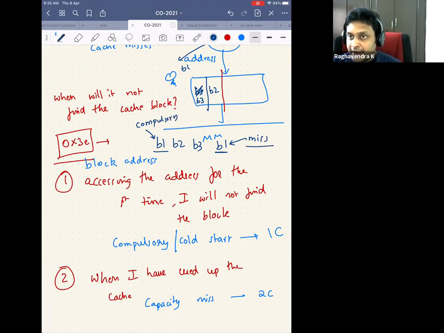Why? Because if I had considered a fully associative cache, what would I have done? Let's say there was no demarcation like this. Then I would have kept B1 here, B2 here, B3 here, which means that if the CPU had generated B1, it would have been a hit in the cache. So I can measure a capacity miss only in a fully associative cache.